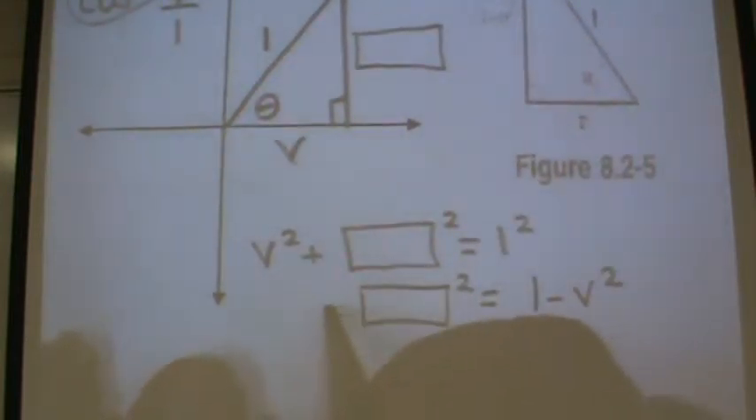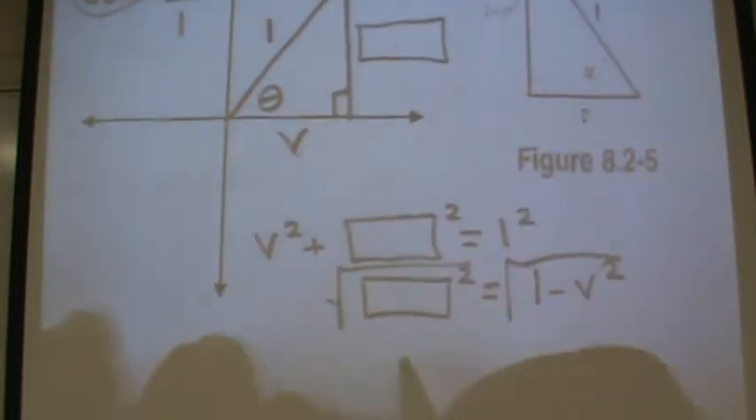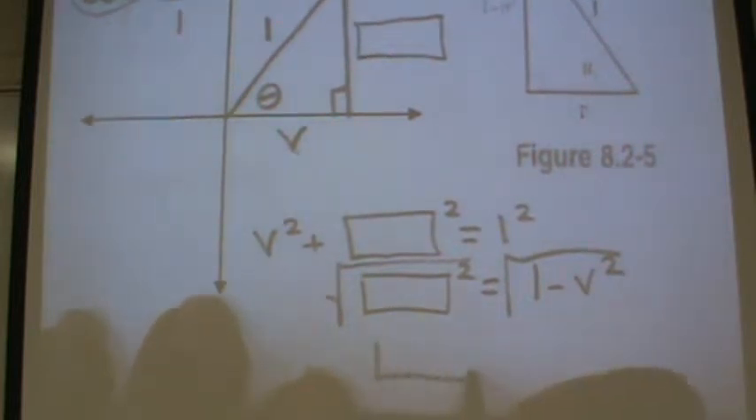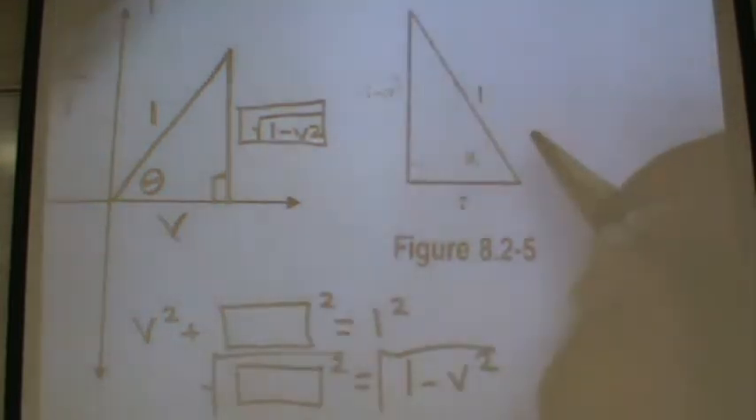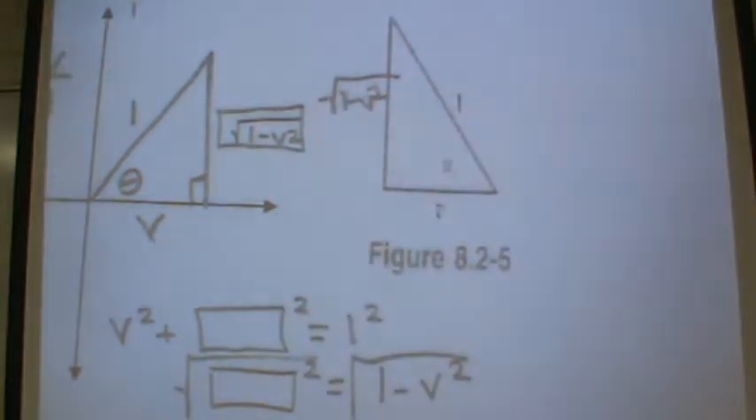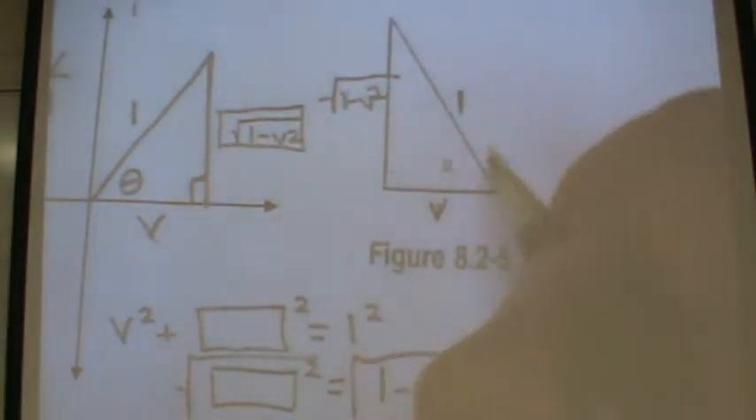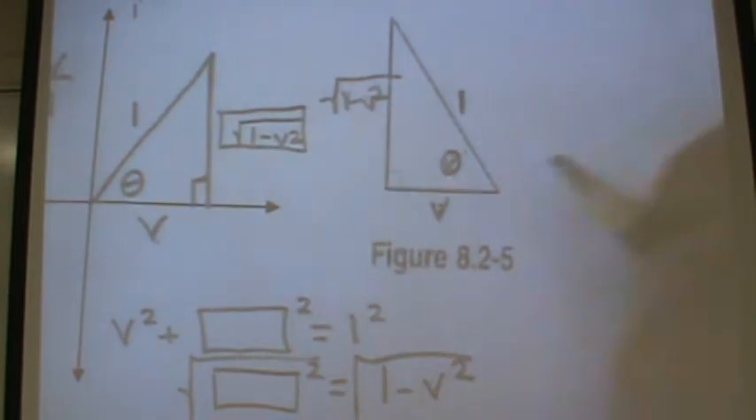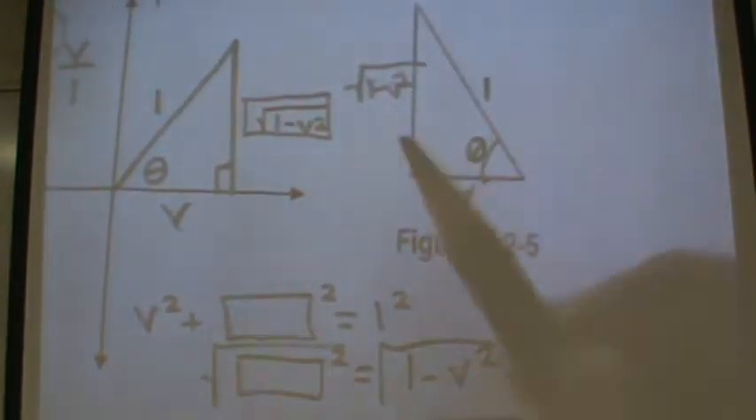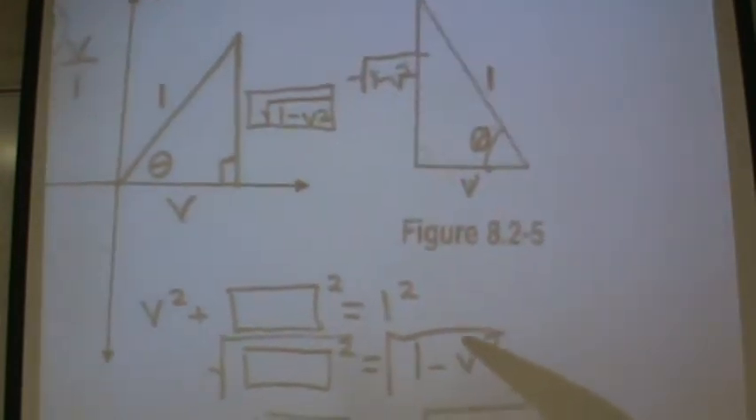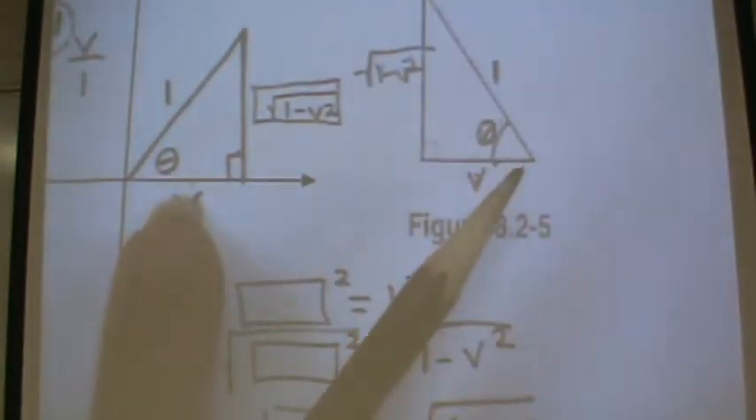Now how do you figure out what this is? You're going to take the square root of both sides, and you get that is equal to the square root of 1 minus v squared. That's what this picture says, it's just hard to read. That's a v, that's a 1, and that's your angle. So that's what this is right here, just drawn not in quadrant 1. Does everyone understand that if you flip this, this is what you have?